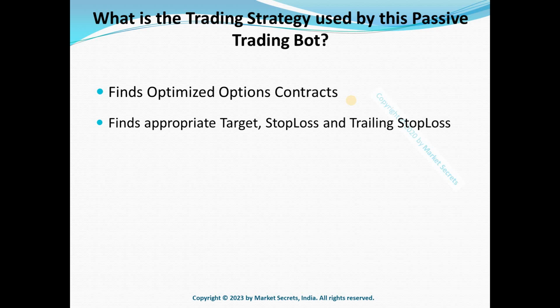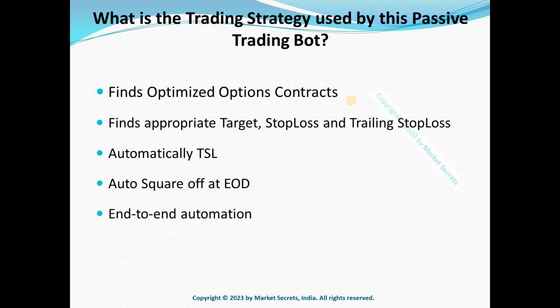We sell the options earlier in the day. We find the right contracts to sell, and once that is done, we set the appropriate target, stop loss, and trailing stop losses, and we continue to eat the premium till the end of the day, and we square off all the trades at the end of the day. If there's an opportunity to trail the stop loss, the bot will do it automatically, and at the end of the day it will automatically square off.